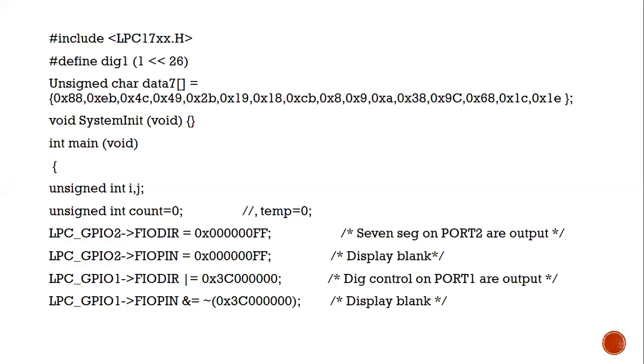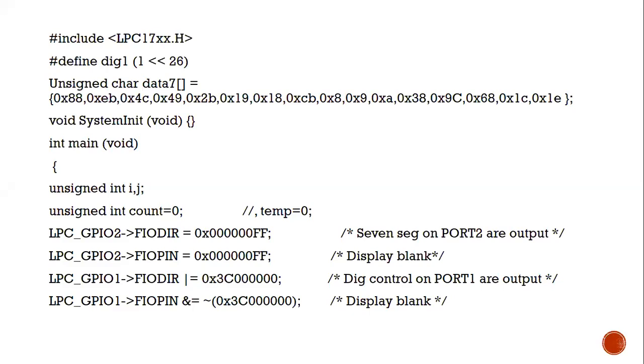Next step, LPC_GPIO2 FIOPIN. The same value I'm going to send, because if I make all the pins output, the LEDs will be glowing. I want to make it an off condition, so I'm going to send this FF.